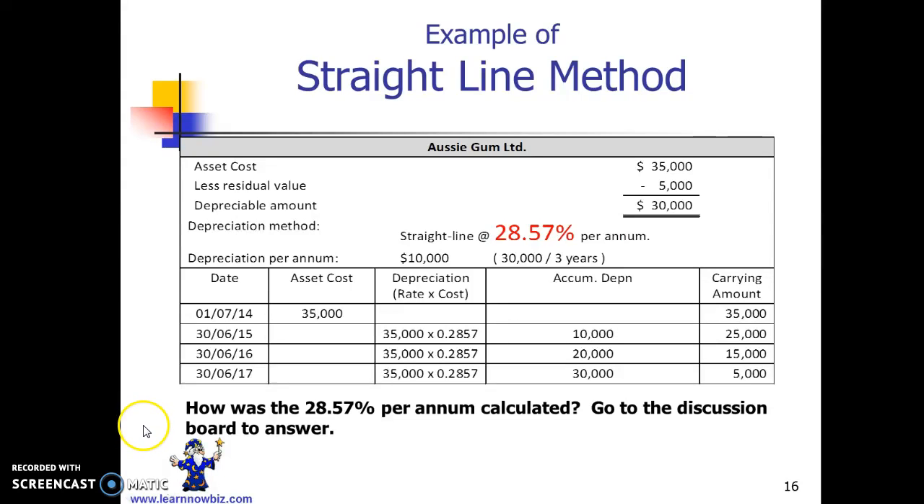Depreciation at the end of the second year was $20,000. That's $10,000 plus $10,000. The carrying amount at the end of the second year is then $15,000. You can probably work out for yourself how the carrying amount is worked out at the end of it.